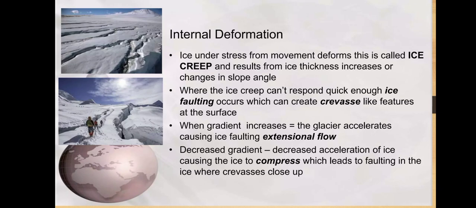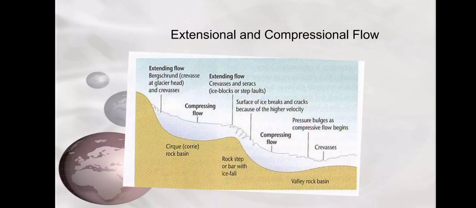So when the gradient increases, the glacier accelerates, causing ice faulting and extensional flow. When the gradient decreases, the acceleration of ice decreases, causing the ice to compress, which leads to faulting in the ice where crevasses close up. So we have also here the extensional and compressional flow.